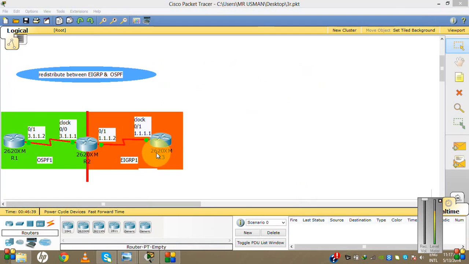You can see there are three routers and I'll configure OSPF on these two interfaces and EIGRP on these two interfaces. I have already configured the basic configuration over this router. So I'm going to configure OSPF.